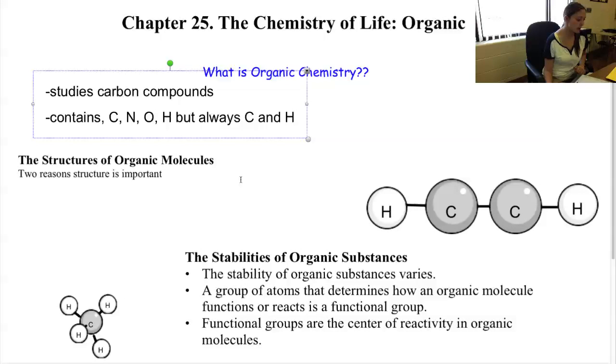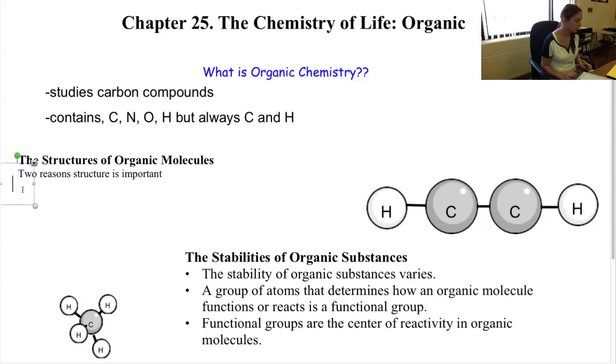Okay, the structures of organic molecules, there are two reasons that structure is very important. The first one is that the shape determines the physical and chemical properties, and these shapes also determine how they interact with other molecules, which is kind of the chemical properties part.